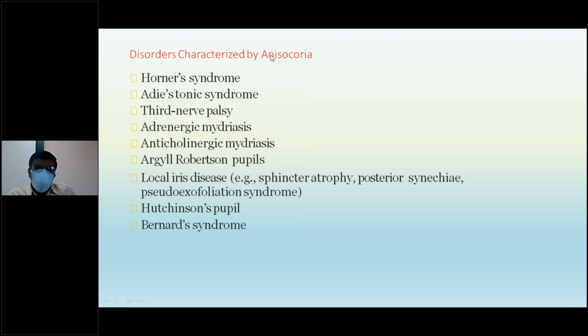These are the disorders characterized by anisocoria. Horner syndrome is the most important cause of anisocoria. Others are Adie's tonic pupil, third nerve palsy, adrenergic mydriasis, anticholinergic mydriasis, Argyll Robertson pupil, localized iris diseases like sphincter atrophy, posterior synechia, pseudoexfoliation syndrome, Hutchinson's pupil, and Gernandt syndrome. Argyll Robertson pupil means the light reflex is lost and the accommodation reflex is present.